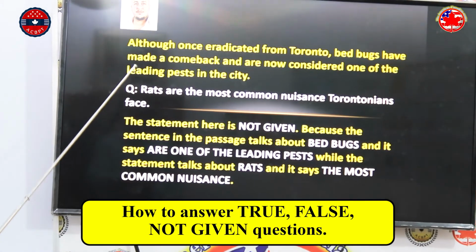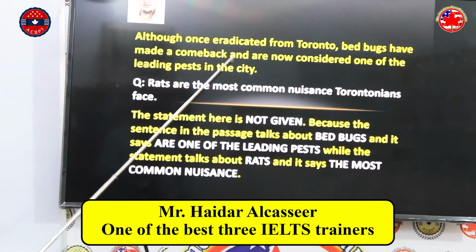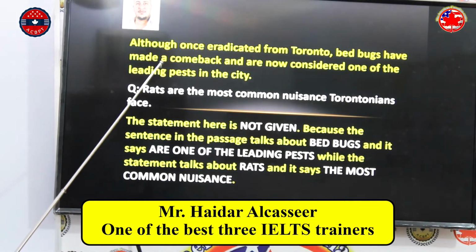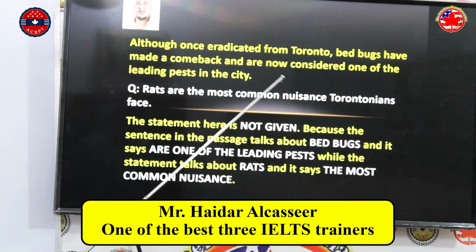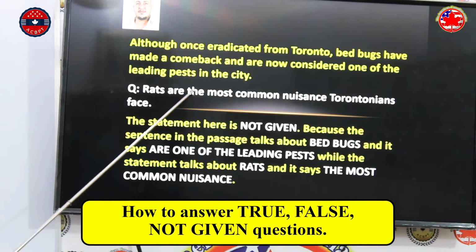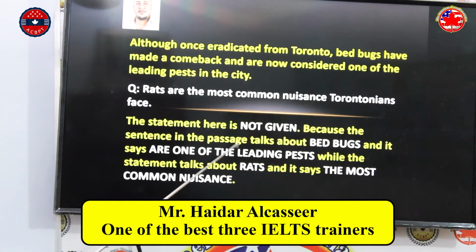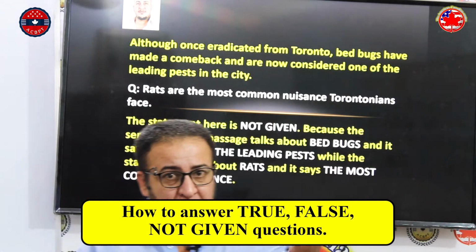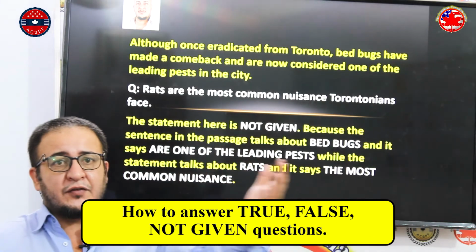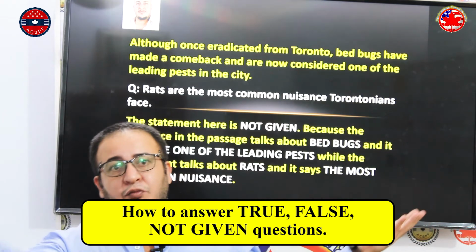Although we have an example here, although once eradicated from Toronto, bed bugs have made a comeback and are now considered one of the leading pests in the city. The statement says, rats are the most common nuisance Torontonians face. The statement here is not given because the sentence in the passage talks about bed bugs and it says they are one of the leading pests. That means we have several leading pests and this is one of them.